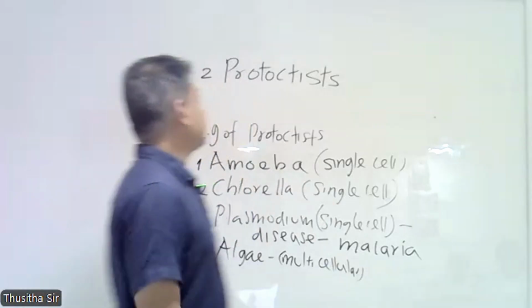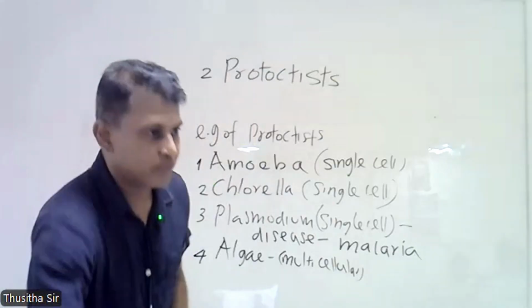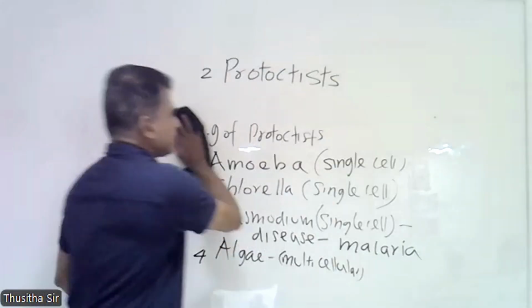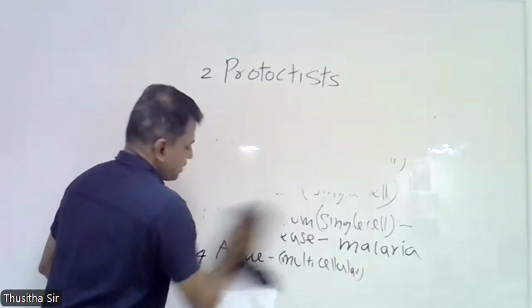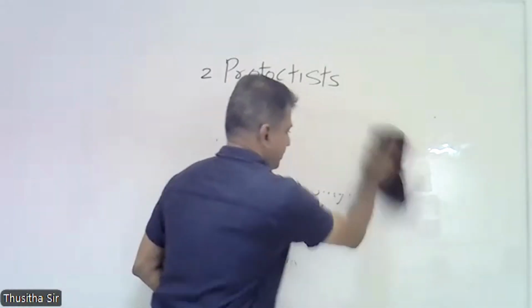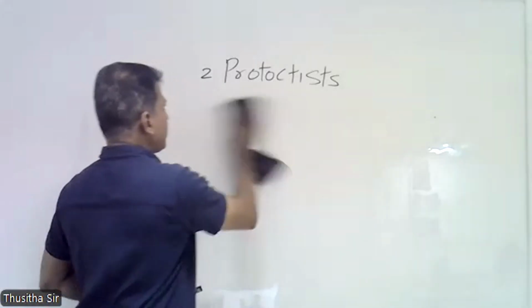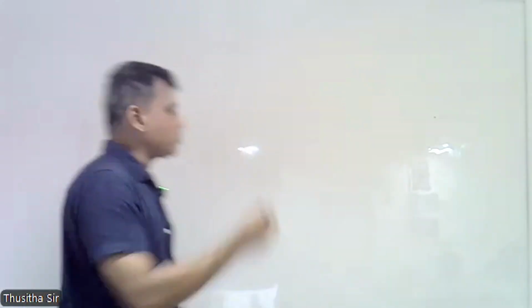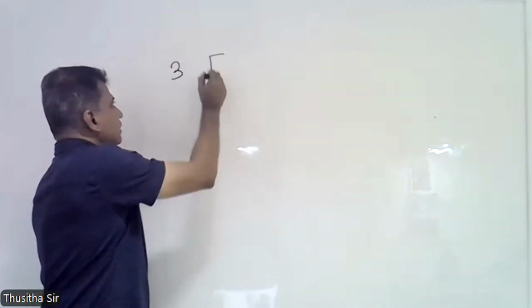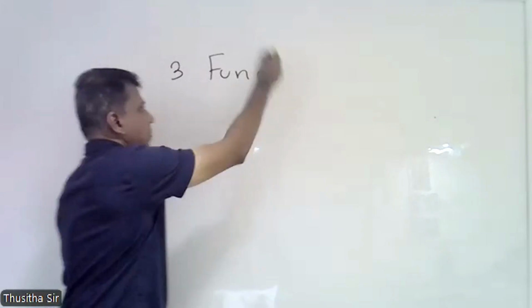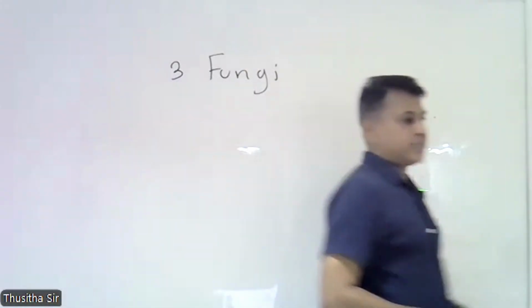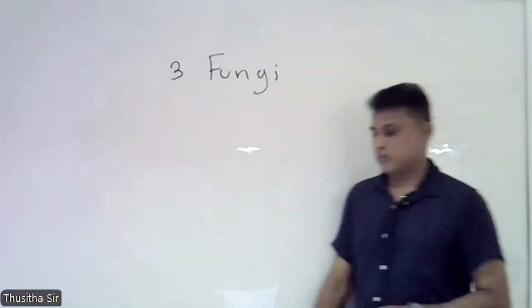Now, the third kingdom, we're coming to the third one. So protoctist is over. It's not much about protoctist. Like bacteria, we just learn a little bit more about bacteria, and we don't learn too much about protoctist, but we learn a little bit more about the next one, fungi. Third kingdom, fungi.